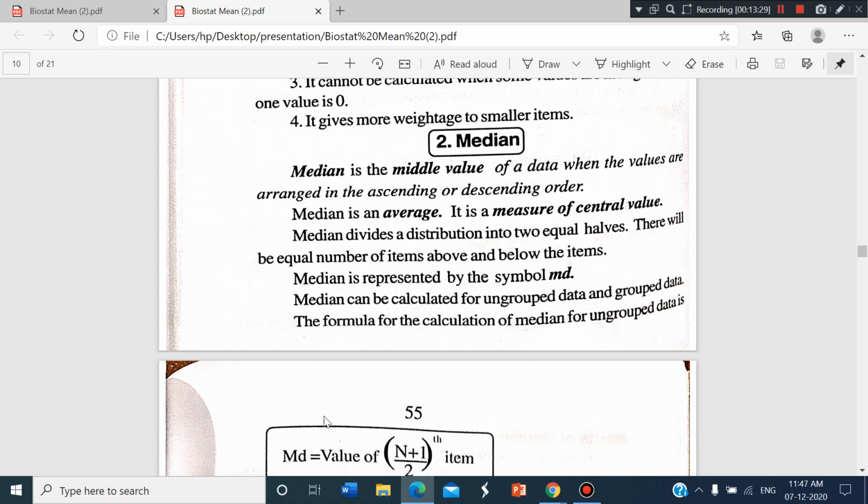Being a middle value, it's also an average and a measure of central tendency. What the median does is divide the distribution into two halves. There will be an equal number of items above and below that item. If there are 10 numbers, 5 above and 5 below. If there are 9 numbers, 4 below, 4 above, and 1 in the middle.